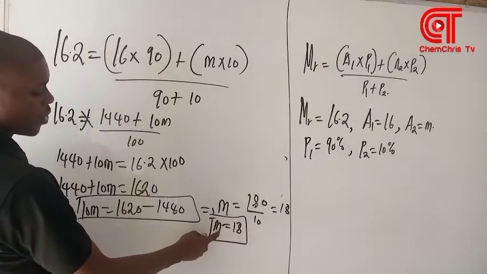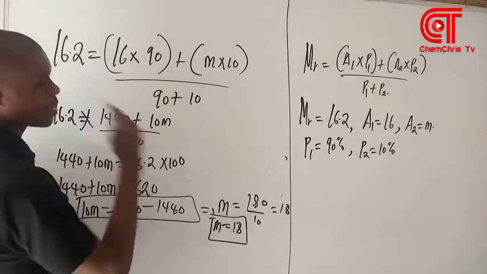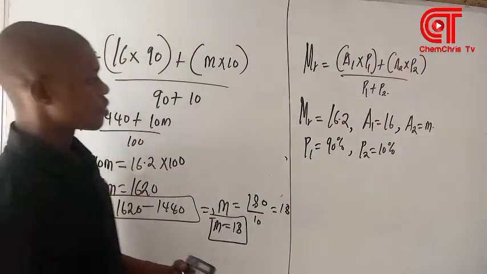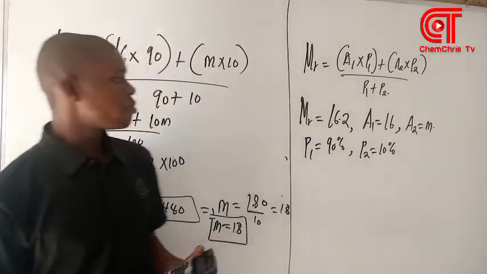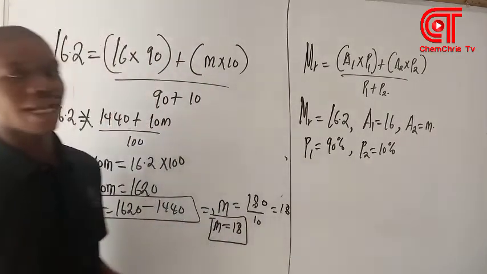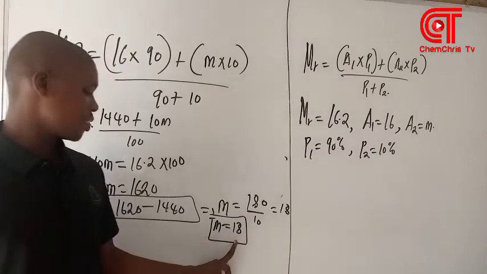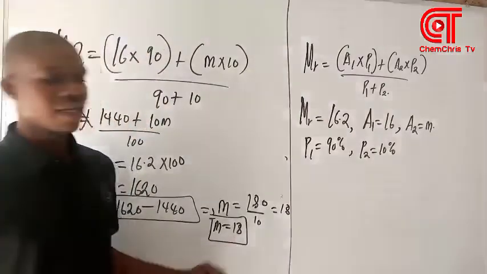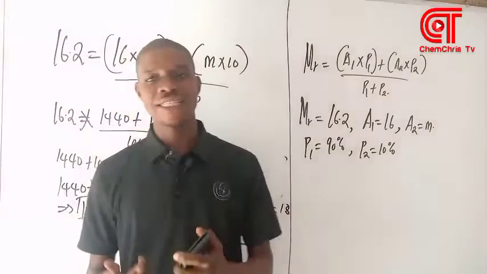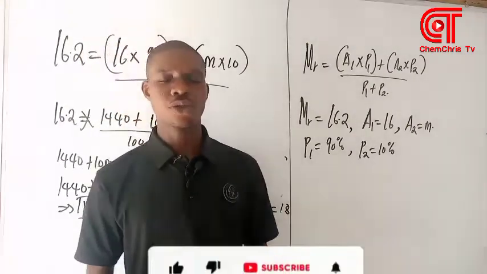So the calculation here gives M equals 18. So it means that the mass unit of my second isotope is going to be 18 AMU. So you can see how easy it is to use the formula method to solve problems.